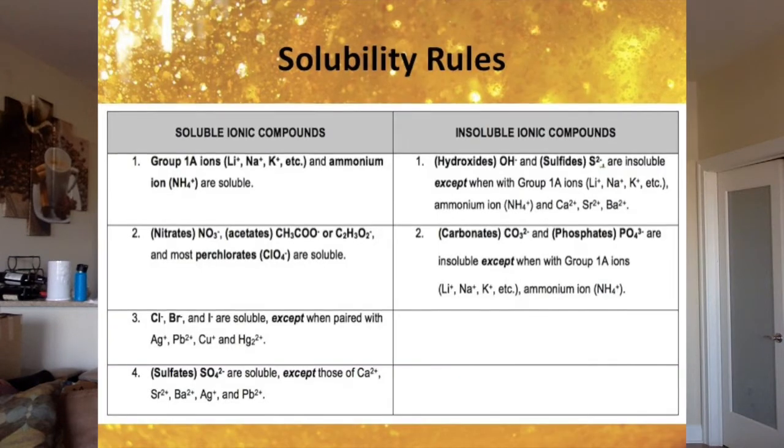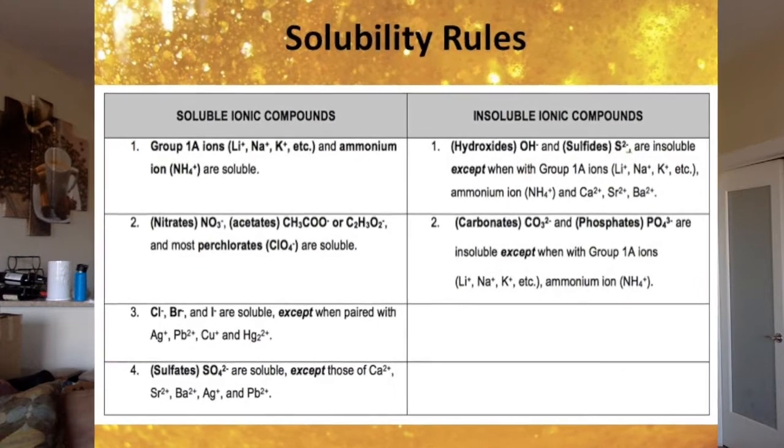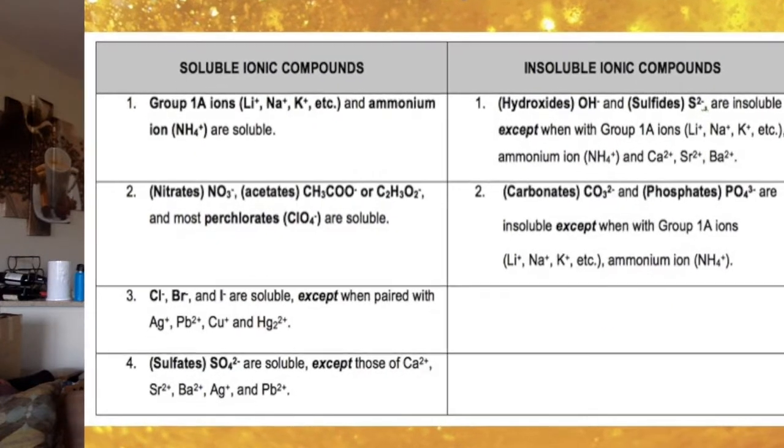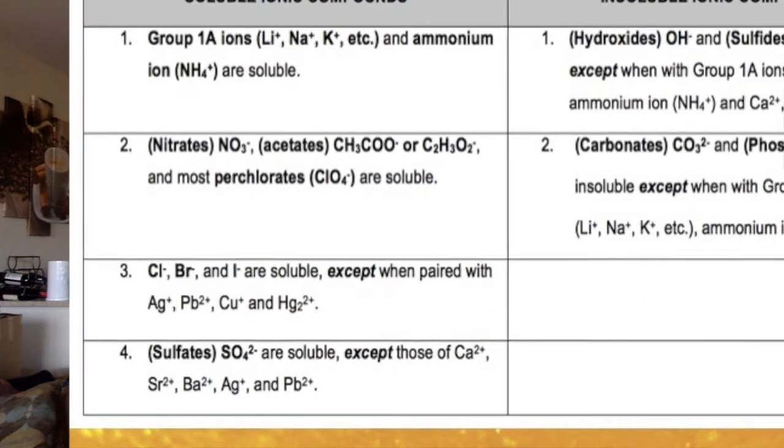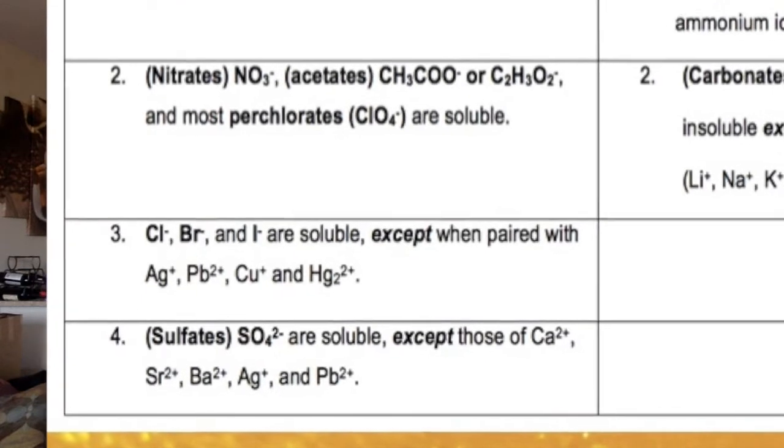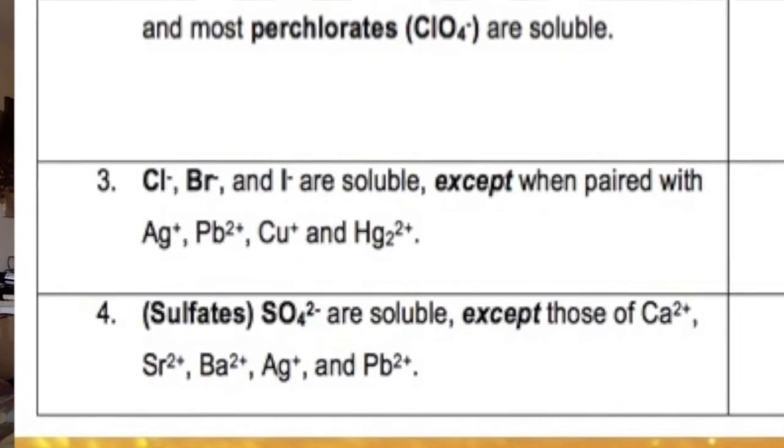Let's look at our solubility rules. The solubility of ionic compounds in aqueous solutions varies greatly. A set of rules that help us determine if a compound is soluble is listed in the table here. Rule 3 clearly states that I, or iodine, is soluble except when paired with Pb, or lead, like we see in our experiment. Lead iodide is only very slightly soluble at room temperature.